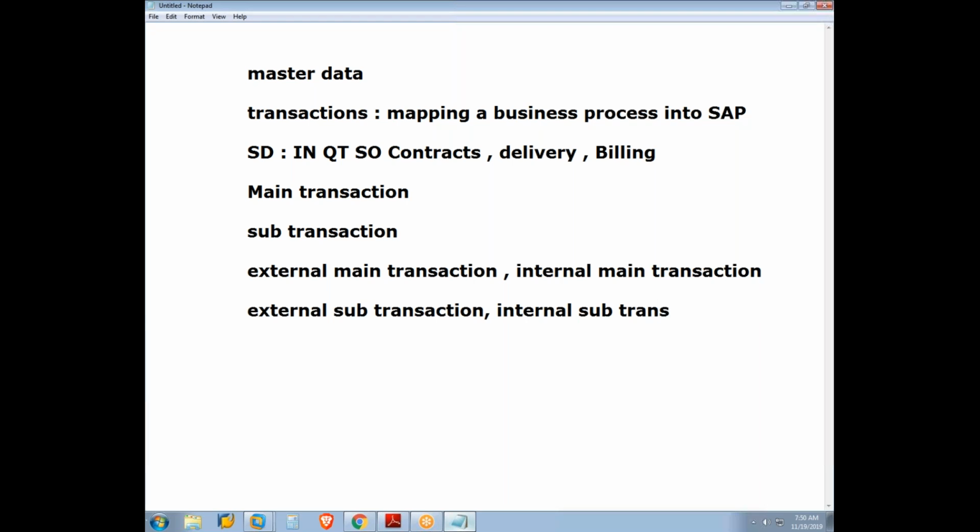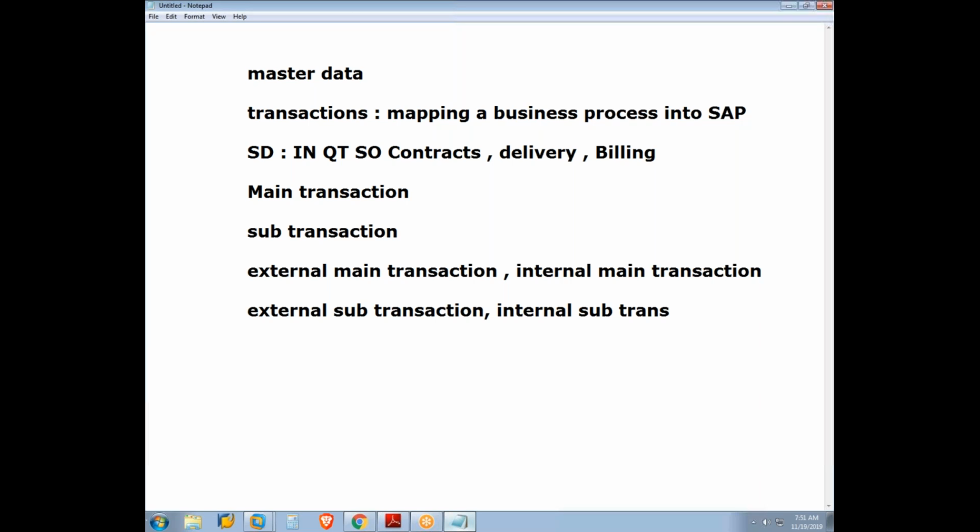So we have got main transaction, sub transaction, but categorically speaking, we have external main transaction and internal sub transaction, and there are also internal main transactions and internal sub transactions. Now, the purpose of these two transactions are varied, actually different. The main transactions are defining upfront what is the transaction we are processing according to the end user perspective.